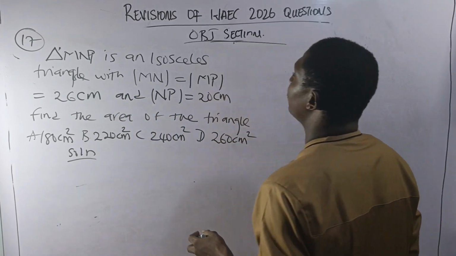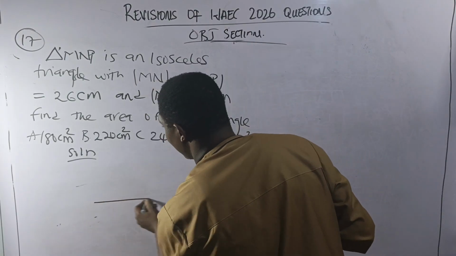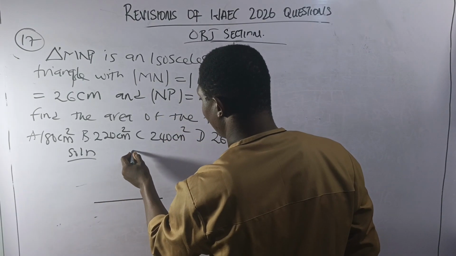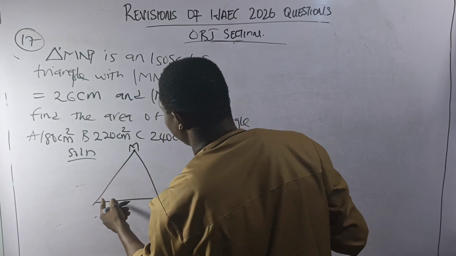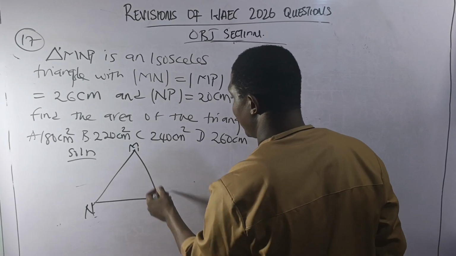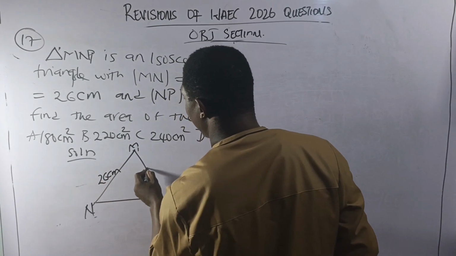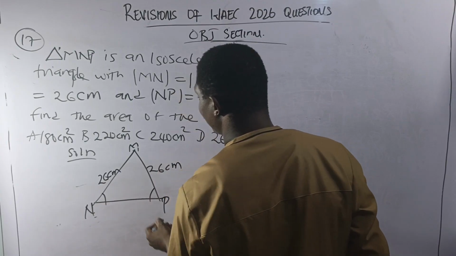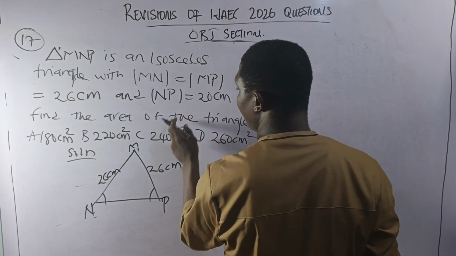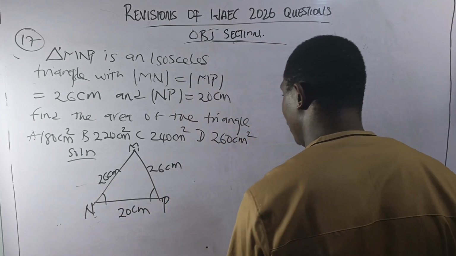Now, since we have M to be common between these two, let's have something like this, and let the top be what? M. So that this can be MN, and this can be M what? P, and they are equal. So we have our 26 cm, our 26 what? Cm. Remember, if the two sides are equal, the two base angles must be what? Equal. And we have NP now to be what? 20 cm. Now we are asked to look for the area of triangle.